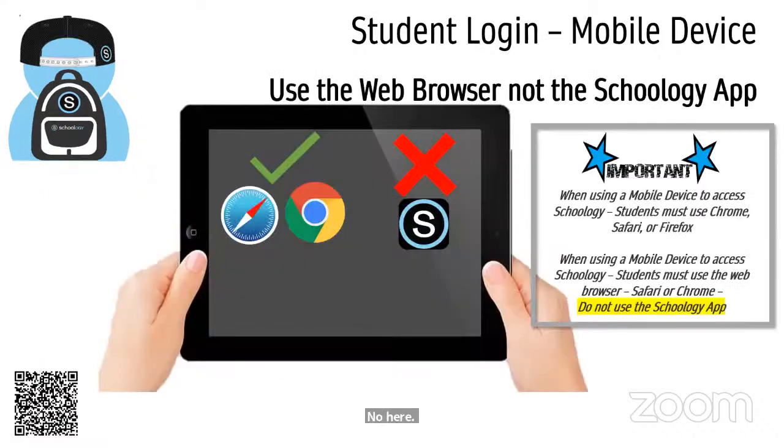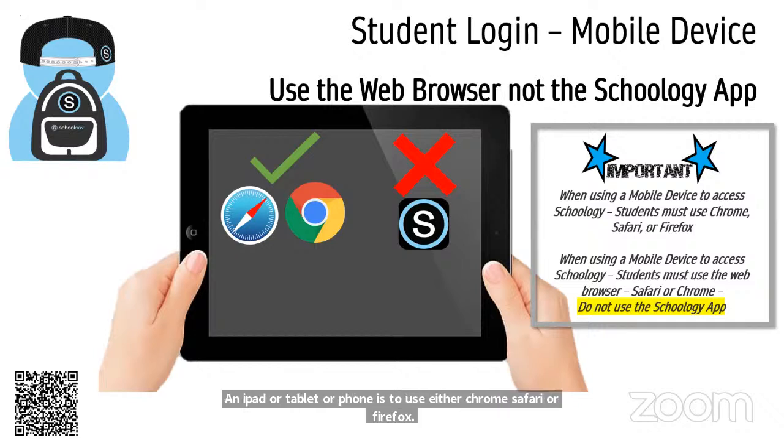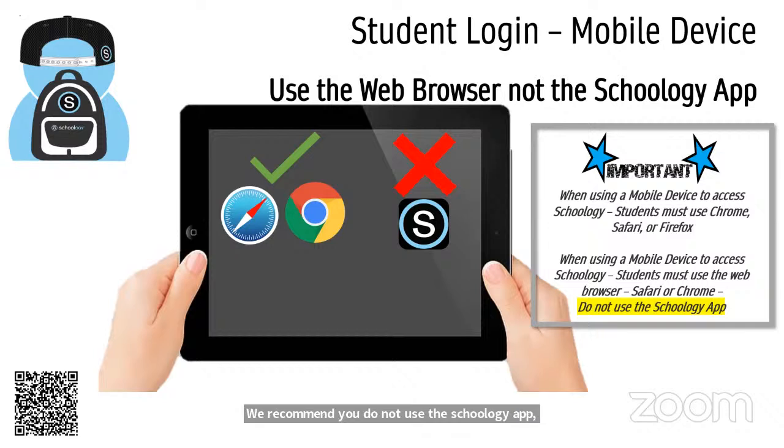The best way to log into Schoology from a mobile device, an iPad or tablet or phone, is to use either Chrome, Safari, or Firefox. We recommend you do not use the Schoology app because some features are not available with the app.